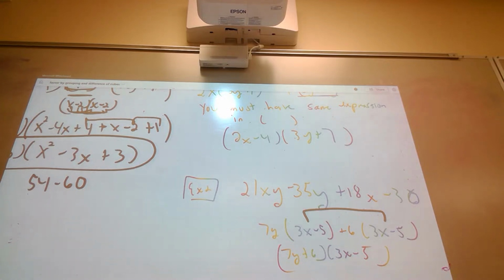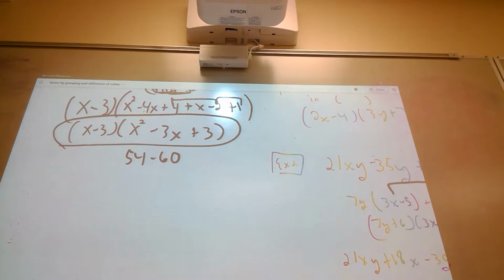So 21 and 18 have 3 in common. X, Y, and X have X in common. So you're pulling out a 3x. When you pull out the 3x, you look at what you have left. You should have that same thing in parentheses when you pull it out of the next one. Now for this problem, we can reverse the order and get the same answer. It doesn't always work well.